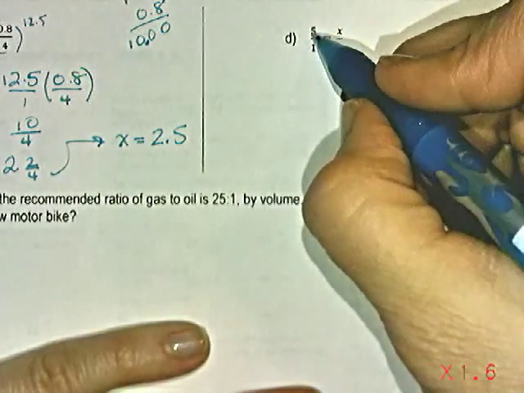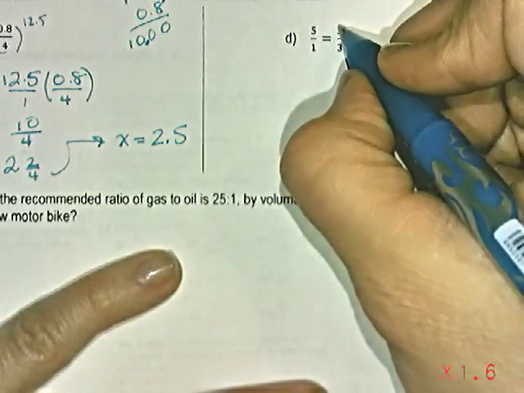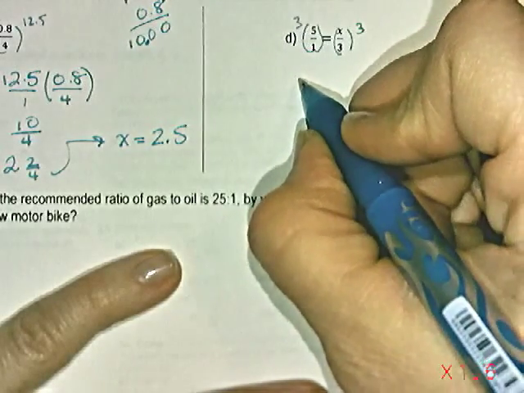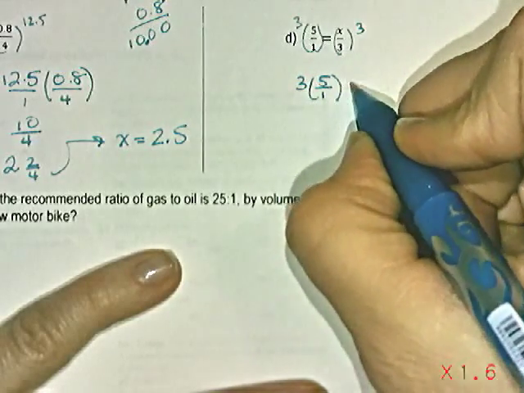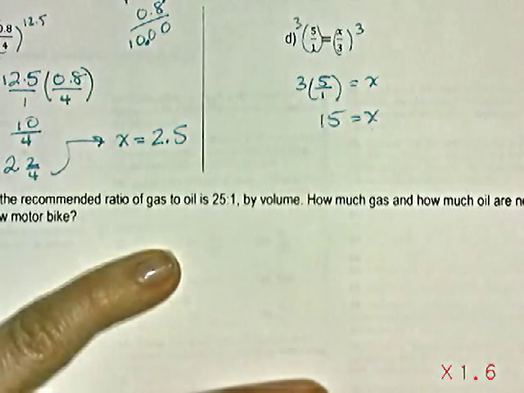Finally, over here, 5 parts to 1 part is equal to x over 3. Let's multiply both sides by 3 to get rid of it. This is probably easier than that last one. So I'd have 3 times 5 over 1 being x, and so I get a 15 for my x.